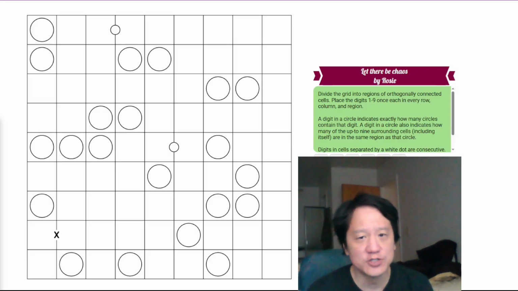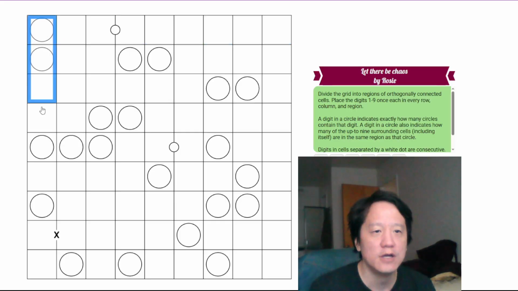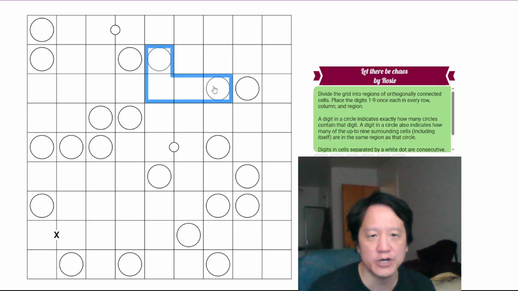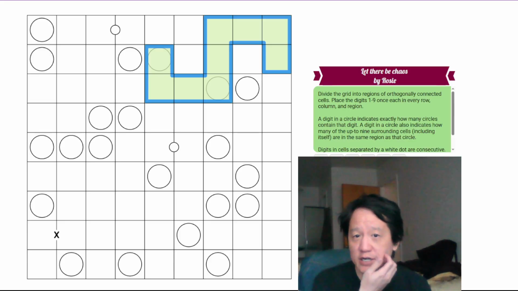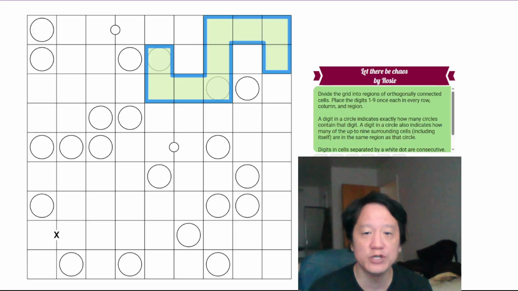We have chaos construction rules where we need to divide the grid into regions of orthogonally connected cells and place the digits 1 through 9 once each in every row, column, and region. So what is an orthogonally connected region? It's a region where you can go from any cell in that region to any other cell in that region just by going through edges, all while staying within the region.